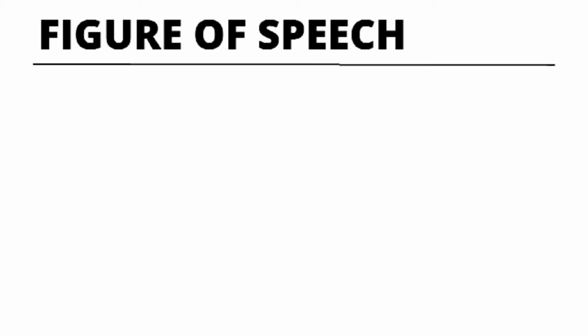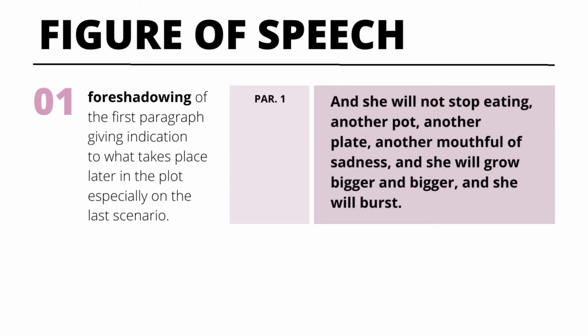We also observe that there are figures of speech foregrounded in the text. But let us start first with foreshadowing. Foreshadowing is used in the very beginning of the story, specifically in paragraph 1 with the passage, "And she will not stop eating. Another pot, another plate, another mouthful of sadness, and she will grow bigger and bigger, and she will burst." It subtly created a tension about the Big Lady who is about to eat more and more sadness, and for that, she will grow bigger and bigger.